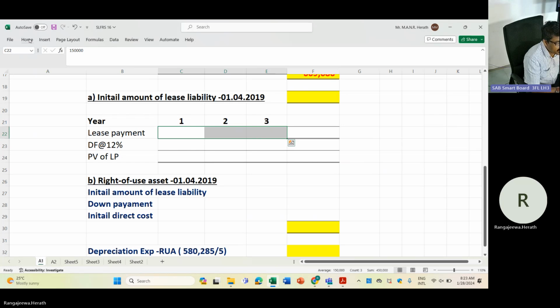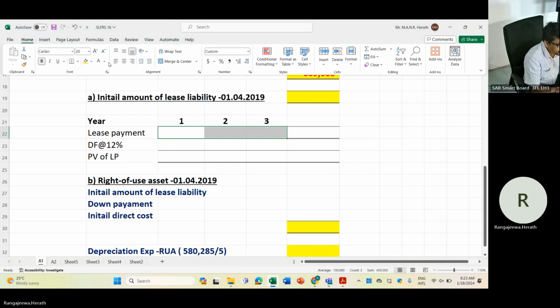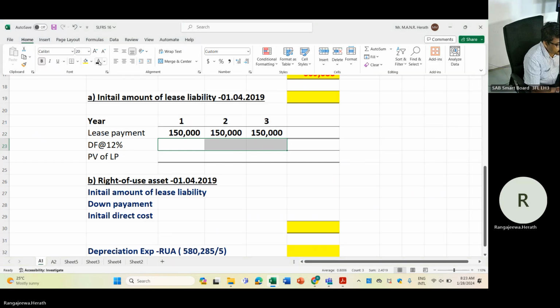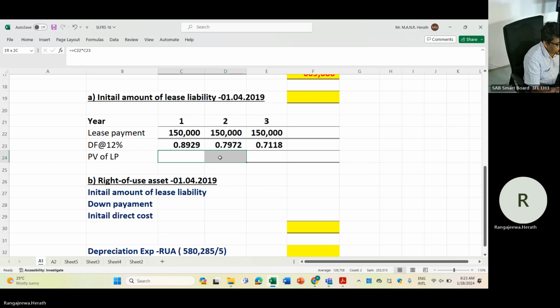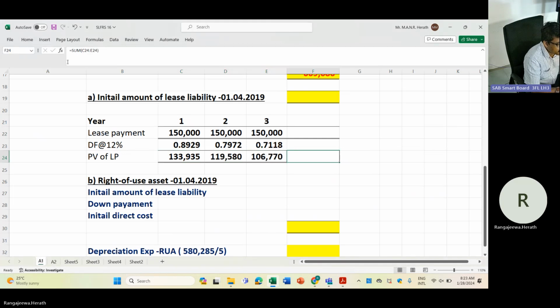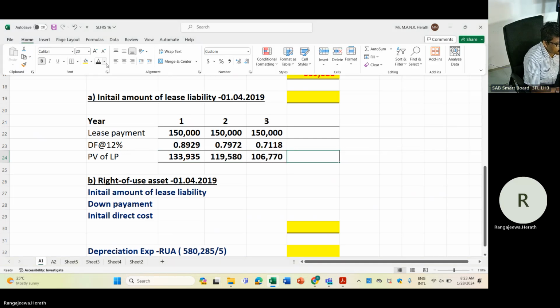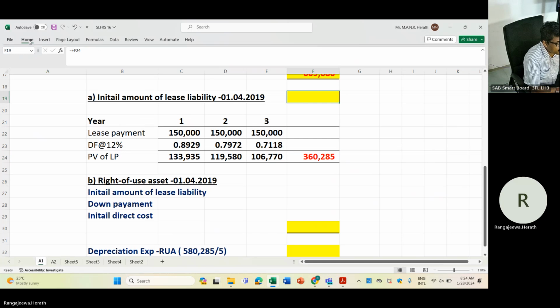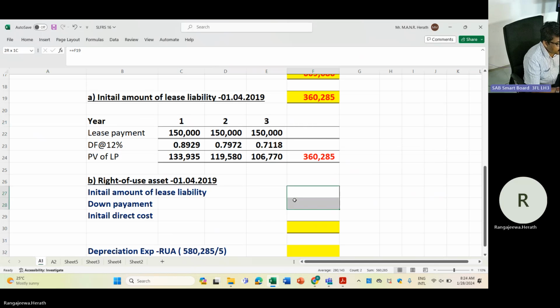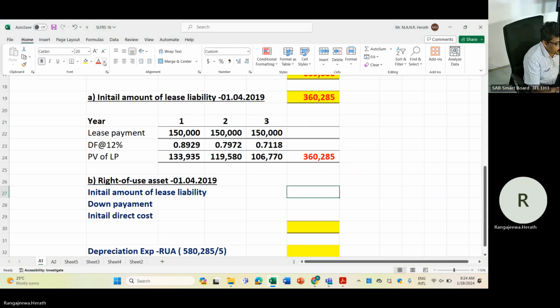So the lease payments over the 3-year period are 150,000 each. Discounting factors are given. So we multiply the 150,000 by the discounting factor and you get the present value. Take the total, 360,285. And the initial amount of lease liability is 360,285.